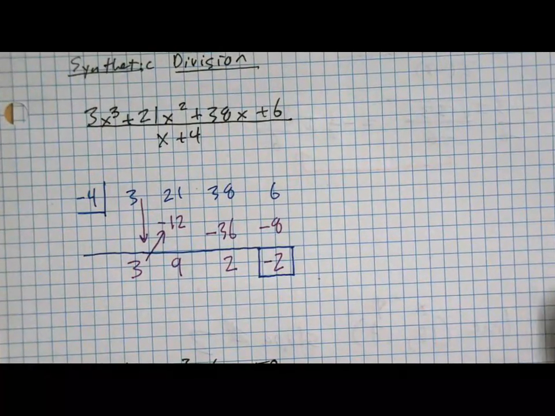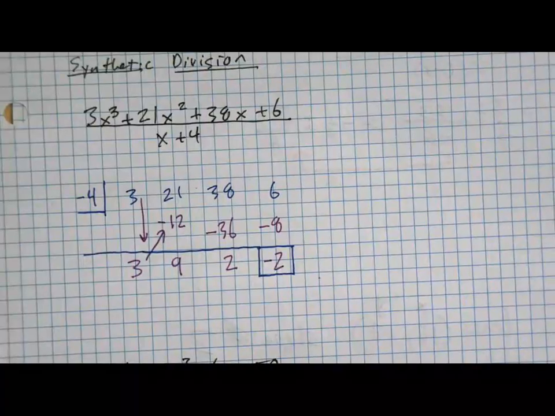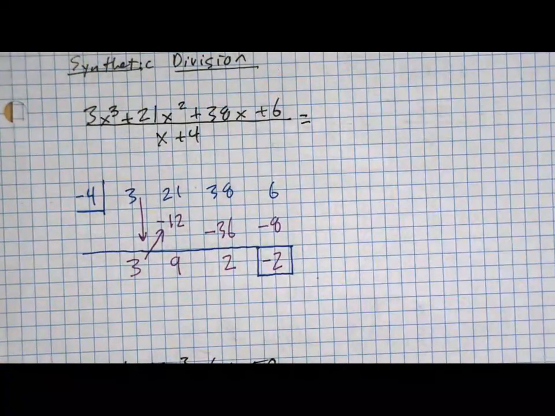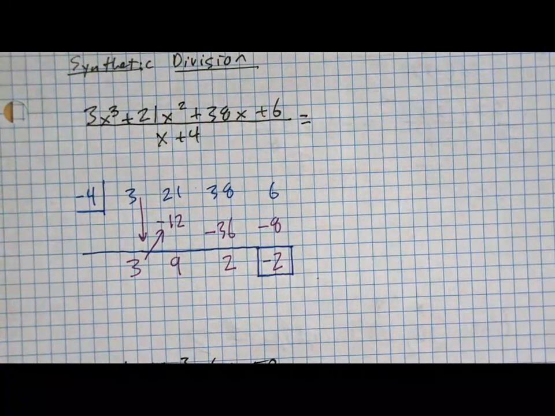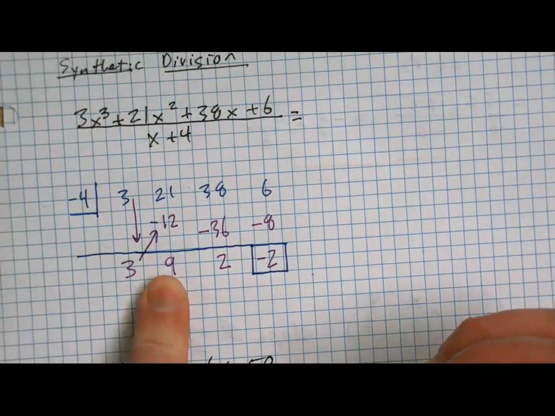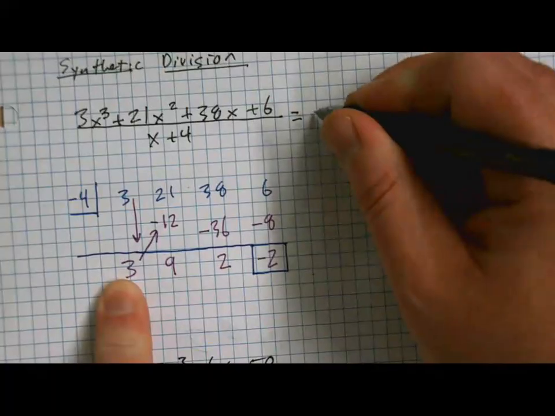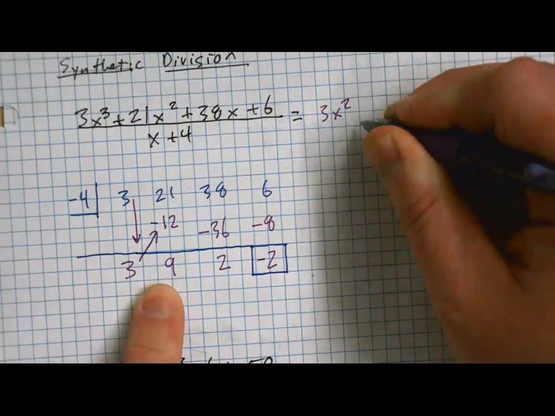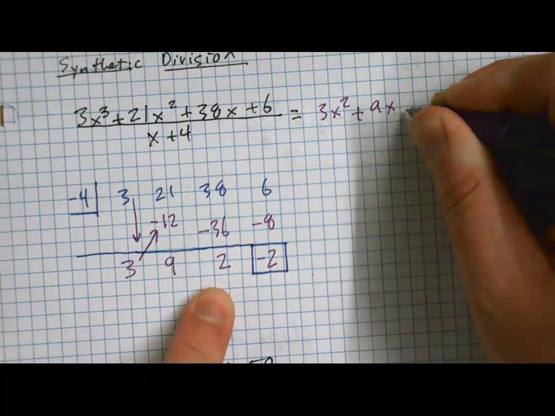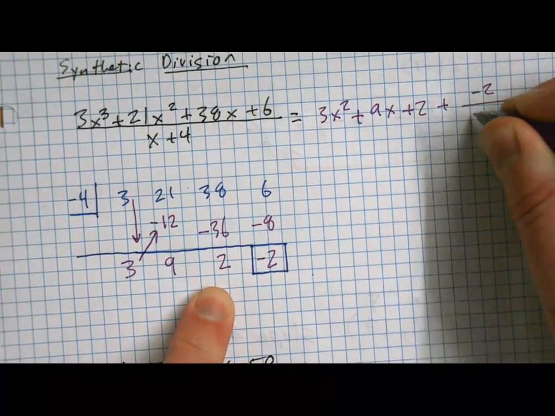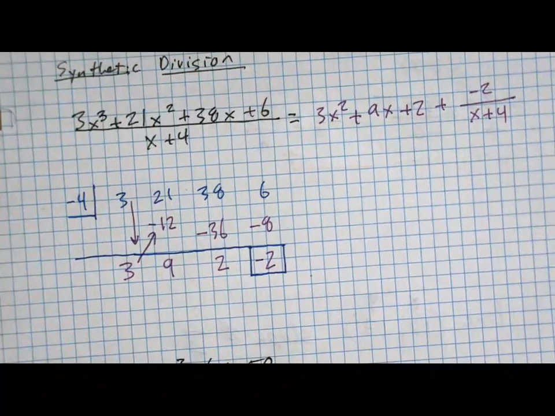All right, then we got to be competent in actually interpreting that result too. So what does that tell us? That tells us that this original rational expression that we started with can be rewritten as, so I got to write this out. So this is going to be my constant, this will be my linear term, this is going to be my squared term. So 3x squared plus 9x plus 2 with a remainder of negative 2, and that always goes over top of our divisor.